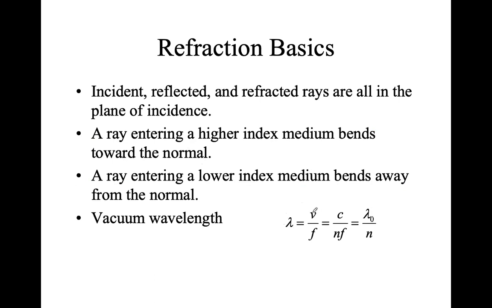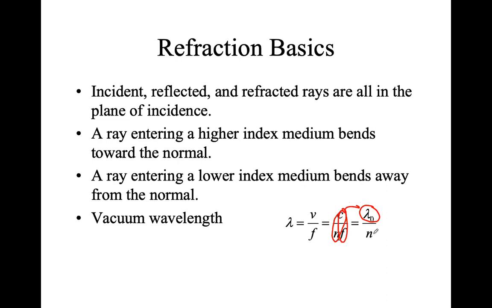Okay, if the wavelength is the speed over the frequency, which it is, then I can look at the speed as being the speed of light in a vacuum, c, divided by the index of refraction. Then we take the speed of light divided by the frequency, and we call that the vacuum wavelength, the wavelength that it would be out in air or in a vacuum, and we divide that by the index of refraction as well. And so you can see the wavelength in the material will be shorter than it was in air or in a vacuum, because n is always a number greater than 1.